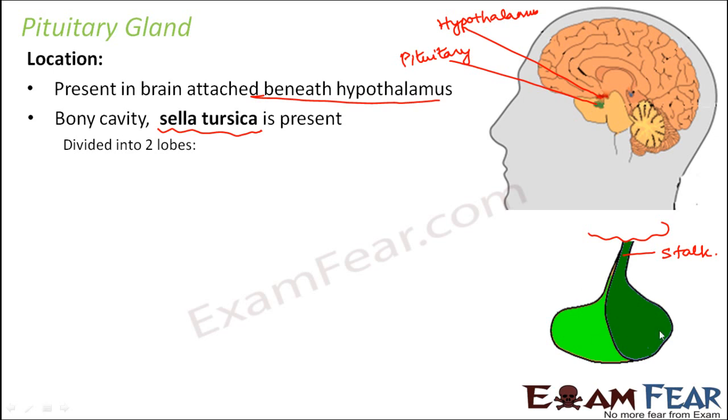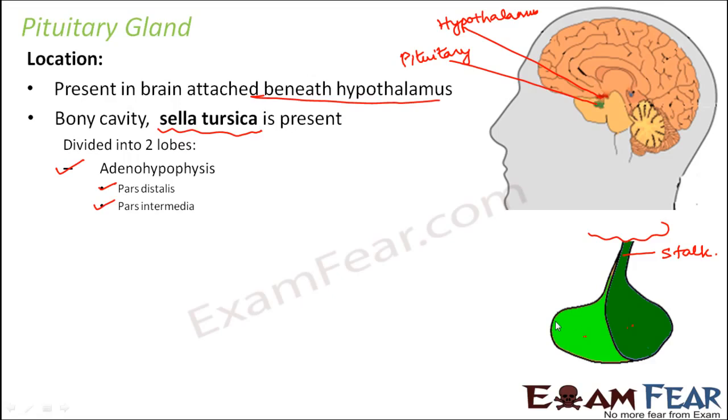Now, if you look at the structure of the pituitary gland, it is divided into two lobes. Here you can see the two lobes, one in dark green and the other in a lighter green shade. One lobe is known as the adenohypophysis. This is one portion which is further divided into two parts, that is pars distalis and pars intermedia. Now you might be thinking, oh, it is getting complicated. Do not worry. These are the two parts we are talking about.